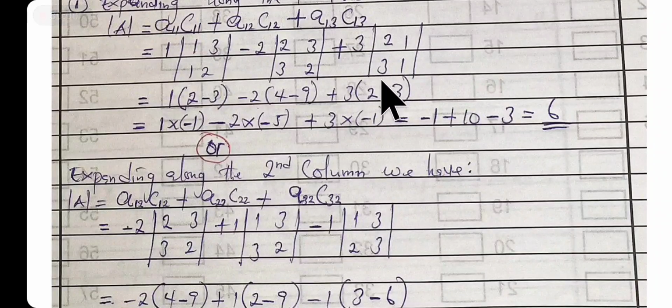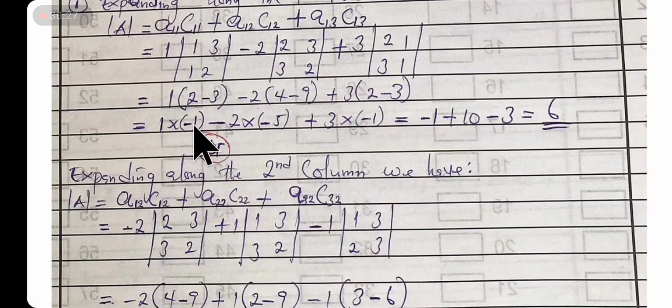Then 2, open bracket. 2 times 1 is this 2. Then minus 1 times 3 is this 3. So we brought our 1 down. 2 minus 3 times 2 minus 3 is minus 1. Brought our minus 2 down times 4 minus 9 is minus 5. Brought down our plus 3. Plus 3 times 2 minus 3 is minus 1.